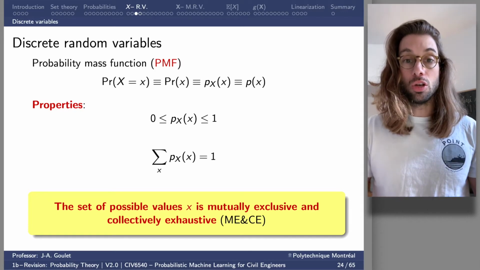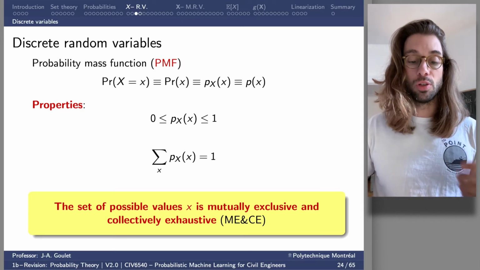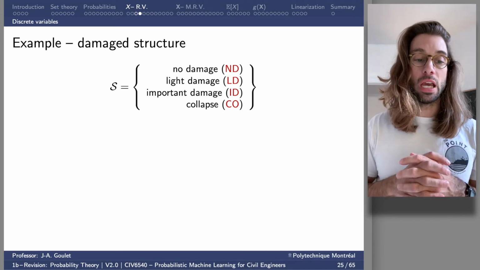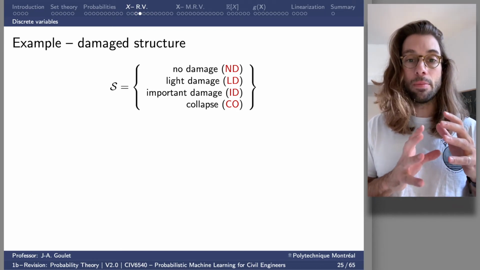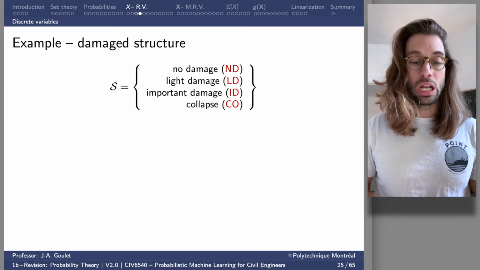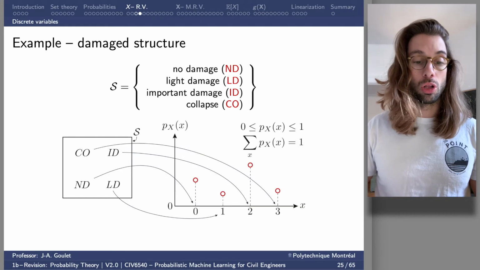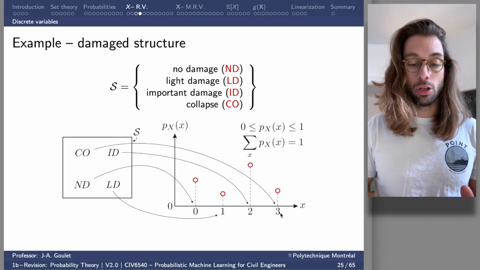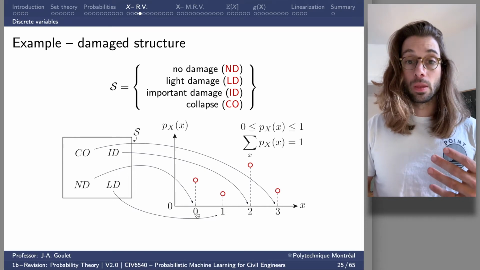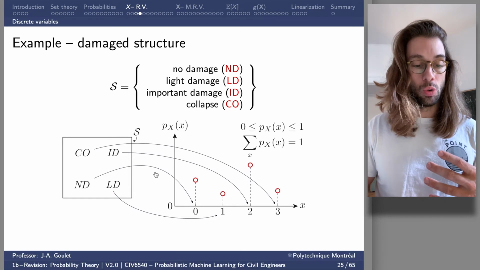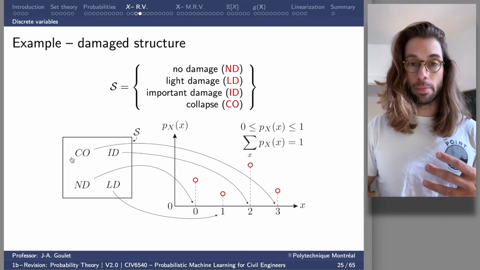And the union of all the possible events represent my sampling space. So let's put that in the context of application, okay, with our damage structure after the earthquake. So our sampling space was no damage, light damage, important damage, or collapse. So if we want to represent this sampling space on a line, event 0 would be no damage, 1 light damage, 2 important damage, 3 collapse, okay?